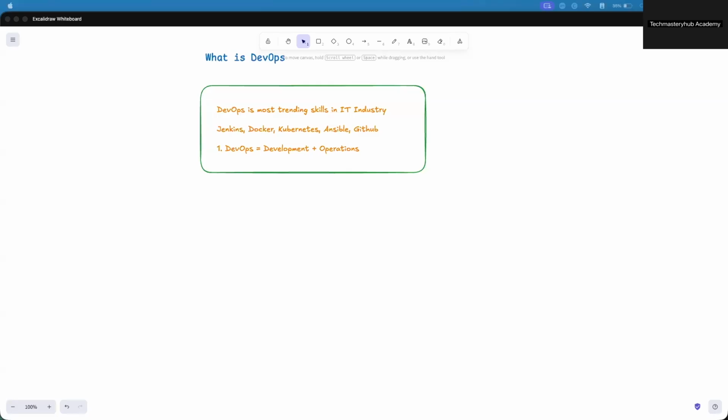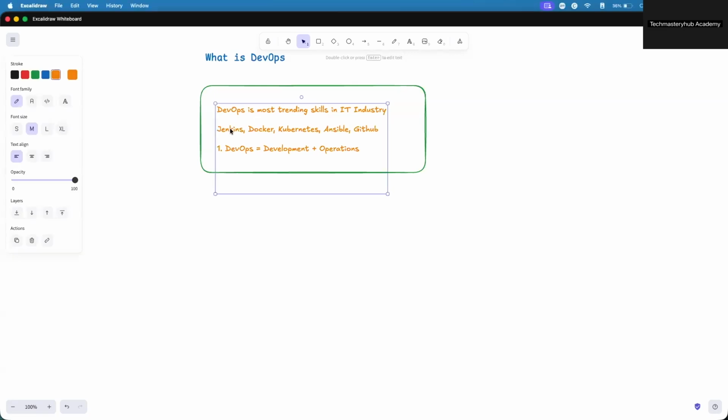DevOps is one of the most trending skills in IT today. But let me be honest, most people don't really understand it. They just say DevOps means Jenkins, Docker, Kubernetes, Ansible, GitHub, these tools. But that's not what DevOps is. Let's break it down.